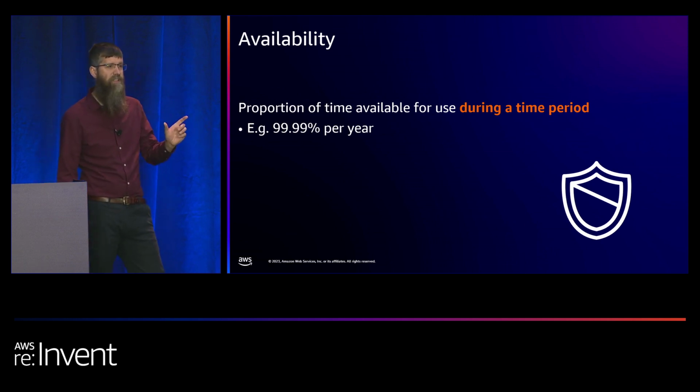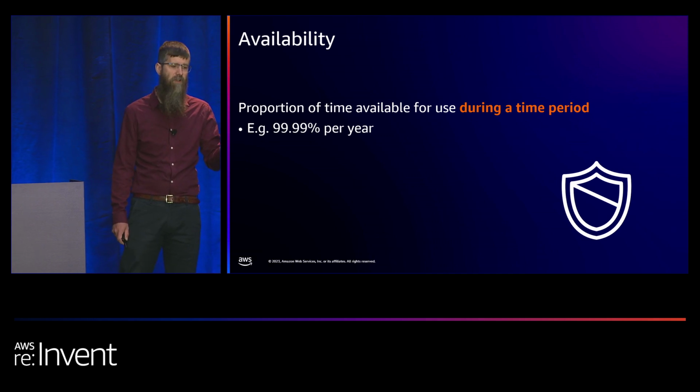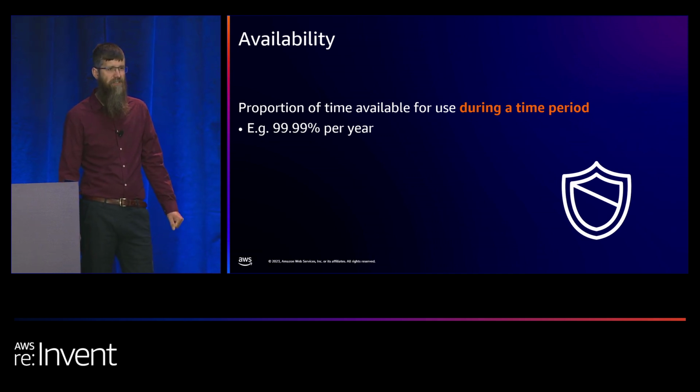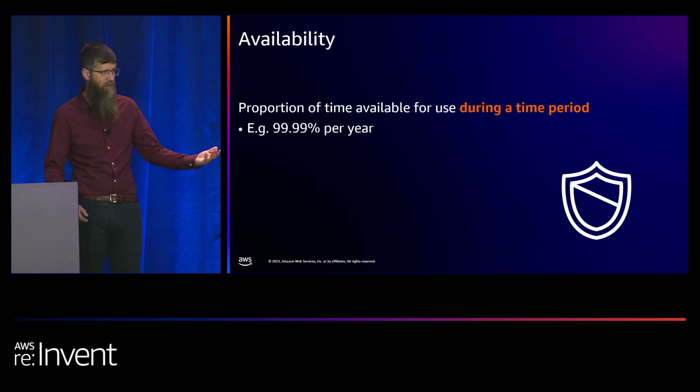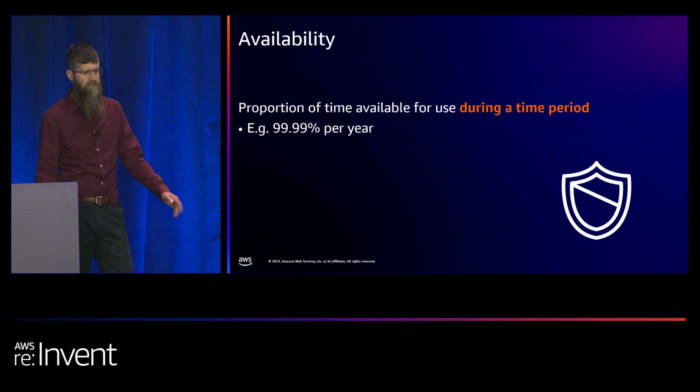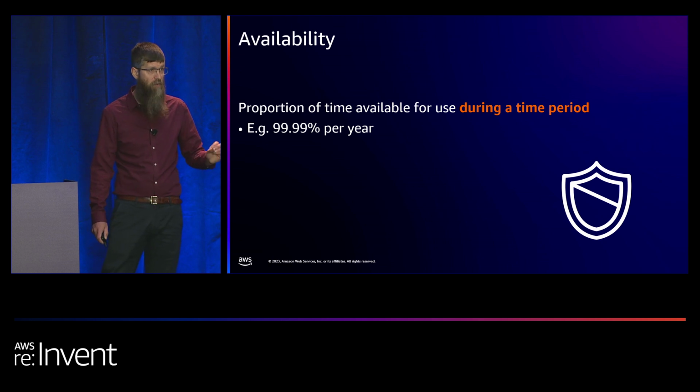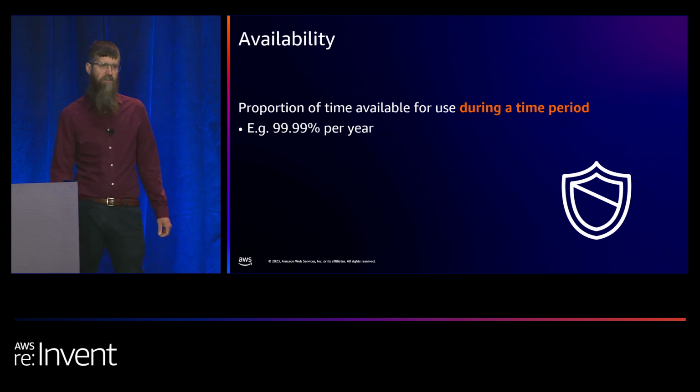Availability is the proportion of time that a workload is available for use. This is usually a historical measure over a period of time, like a number of nines. Here we have 4 nines: 99.99% of the time that we're measuring here, in this case a year, your system was available for use. Adding redundancy to a system is a powerful way of removing the single points of failure and therefore increasing your availability.